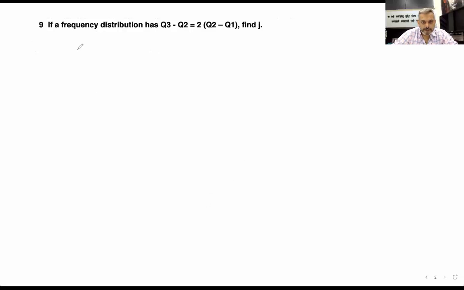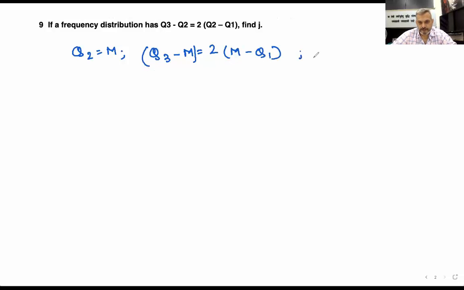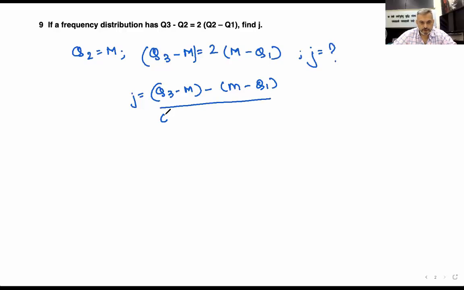Over here we take Q3 minus Q2. So Q2 we take as median. So we rewrite it: Q3 minus M is equal to 2 in bracket M minus Q1. Okay, this is how we write. We have to find J. So here what formula will we use? First you have to visualize this. The formula we will use is (Q3 minus M minus (M minus Q1)) upon (Q3 minus M plus M minus Q1). Please write this formula, then we proceed.